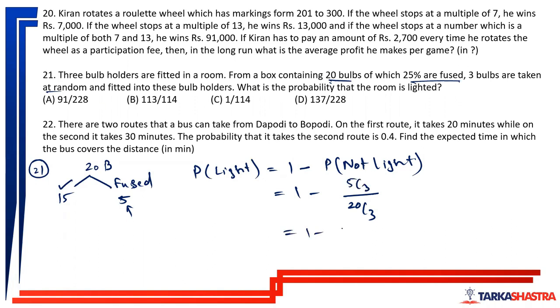5C3 is 4 into 5 upon 1 into 2, that is 10. 20C3 is 18 into 19 into 20 upon 1, 2, 3. So this is 380 into 3. This 0, this 0. So 1 minus 1 by 38 into 3. 38 into 3 is 114. So the probability is 113 by 114. Now the last question.